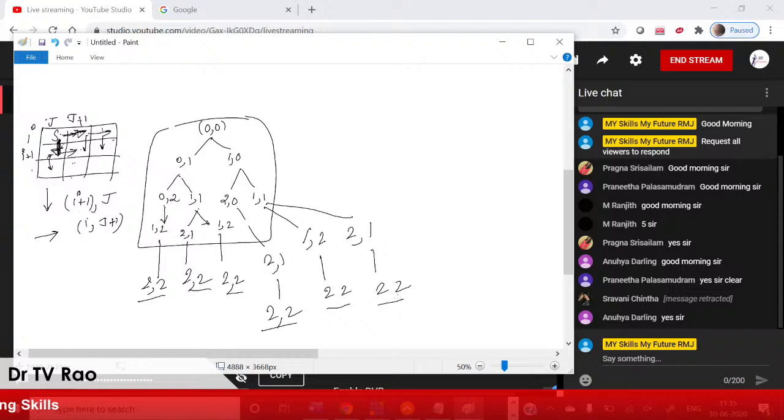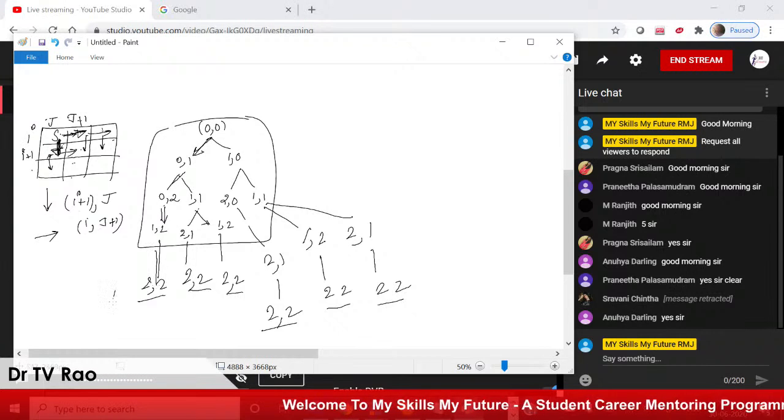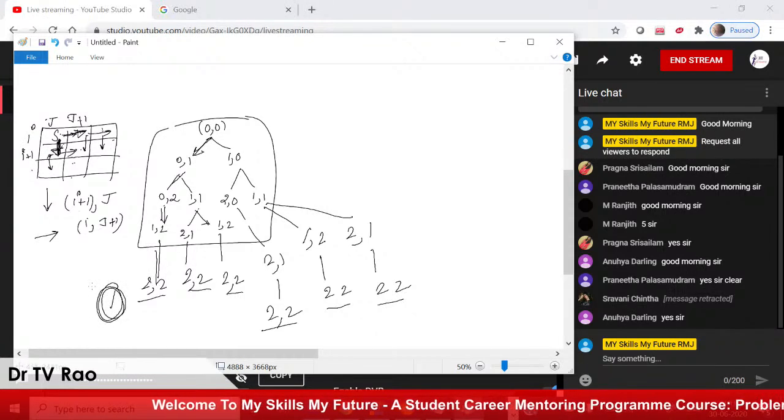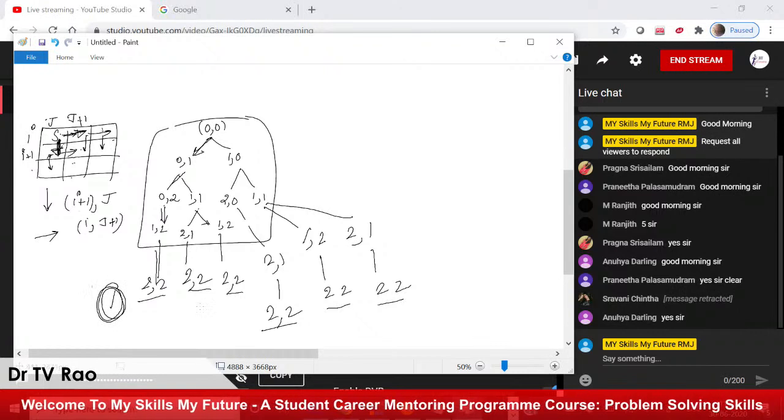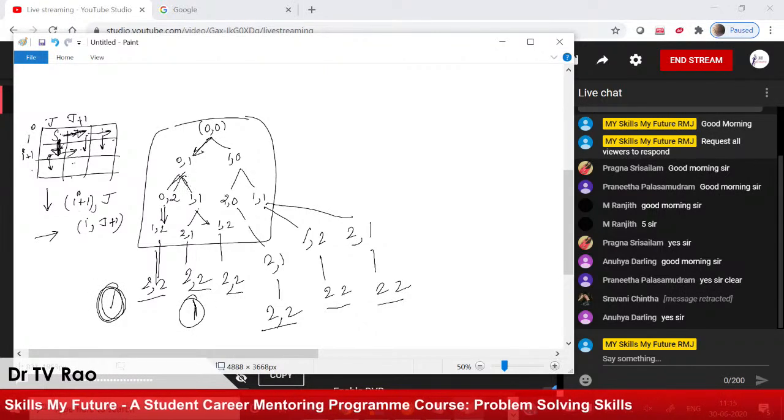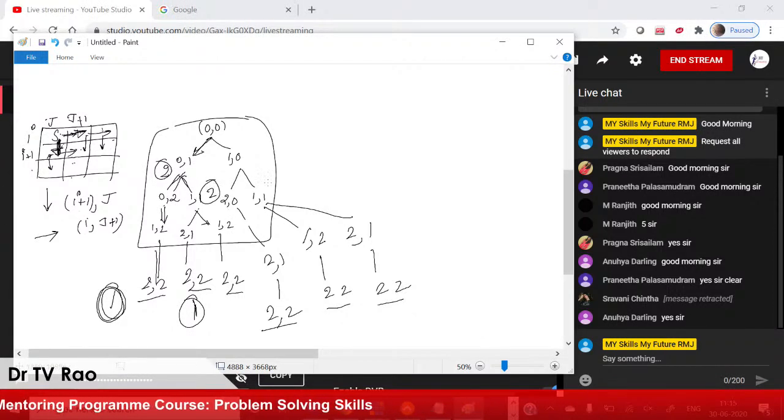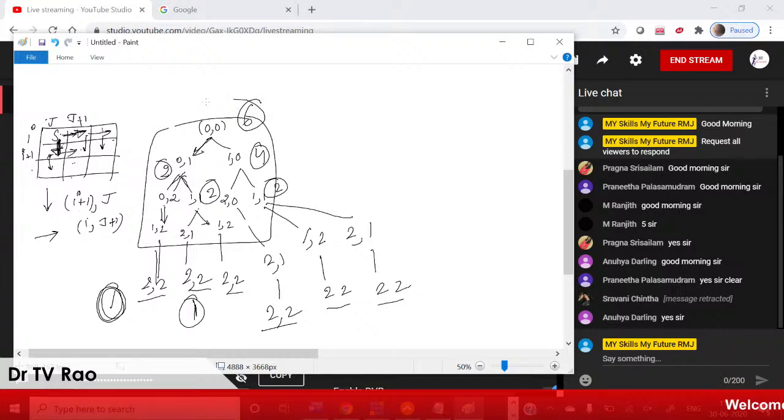Is this clear? So what you do is, you explore this path till you reach the end. Once you reach the end, you get 1. Okay, here also 1. These two get added up here. This will become 2. Now this will become 2. This will become 2. This will become 4. And finally you get 6.